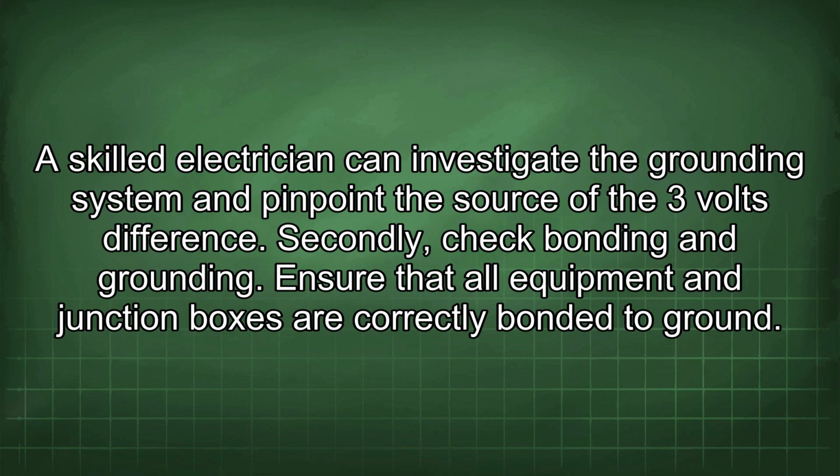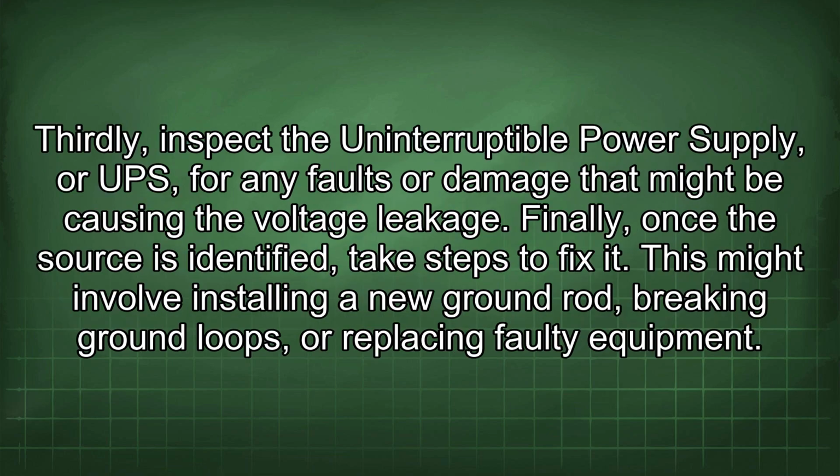Secondly, check bonding and grounding. Ensure that all equipment and junction boxes are correctly bonded to ground. Thirdly, inspect the uninterruptible power supply for any faults or damage that might be causing the voltage leakage. Finally, once the source is identified, take steps to fix it. This might involve installing a new ground rod, breaking ground loops, or replacing faulty equipment.